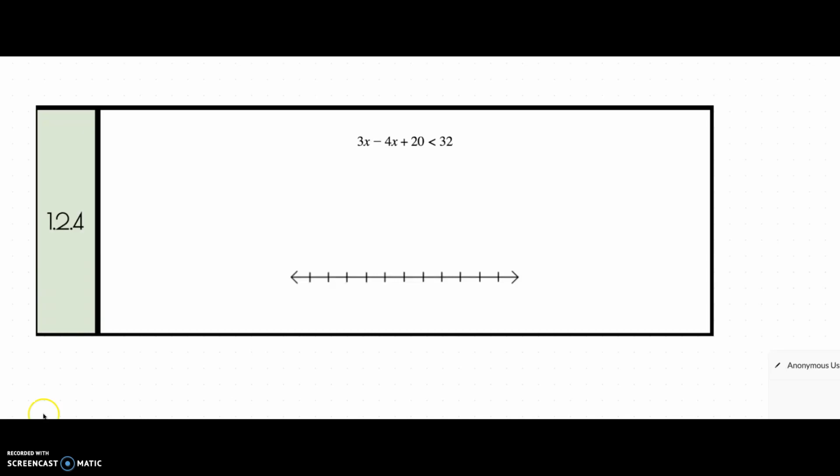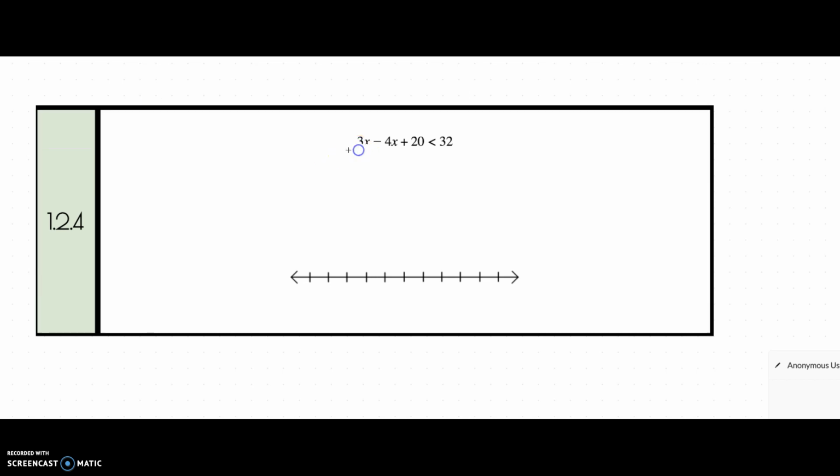Let's go through 1.2.4, which is talking about solving linear inequalities. Basically the same as solving an equation, except we have a couple things we have to worry about. First is when we need to flip the sign, and second is we want to make sure our variable is on the left.